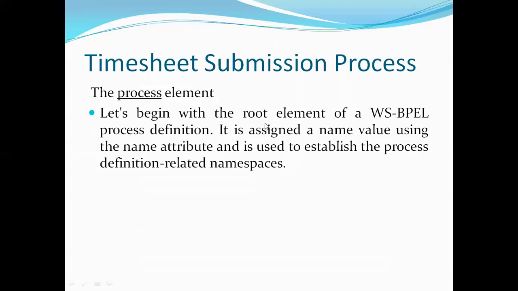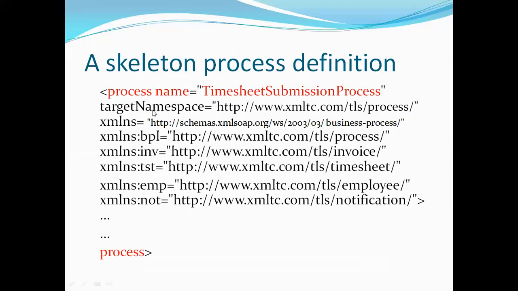This process element is the root element of business process execution language, and it defines the process. So for the process definition, the root element is the process element. It is assigned a name value using the name attribute. With the help of the name attribute, the name of each and every process is assigned, and it establishes the process definition related with namespaces. Namespaces are considered afterwards.